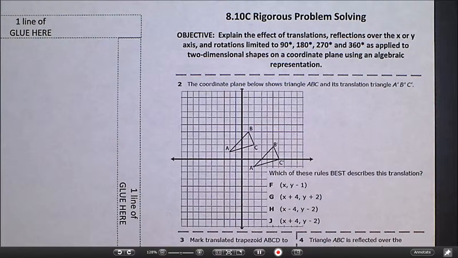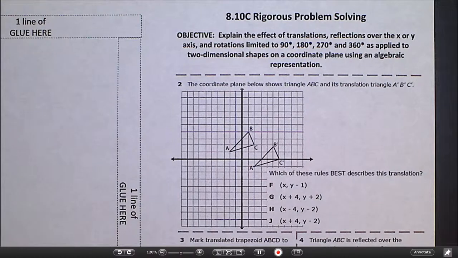The video lesson for 8.10c. Your objective today is to explain the effect of translations, reflections over the x or y axis, and rotations limited to 90 degrees, 180 degrees, 270 degrees, and 360 degrees as applied to two-dimensional shapes on a coordinate plane using an algebraic representation. So, let's talk about what that means.